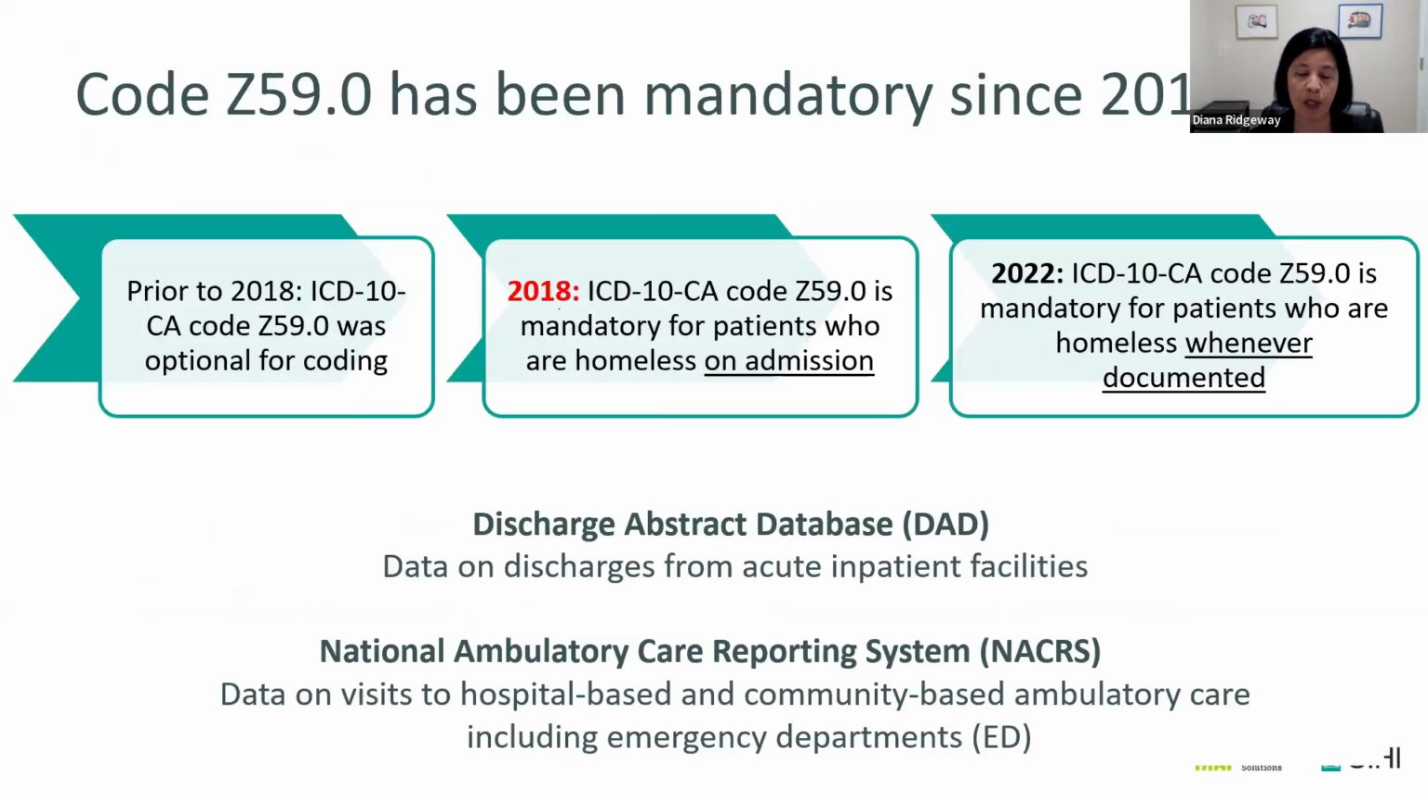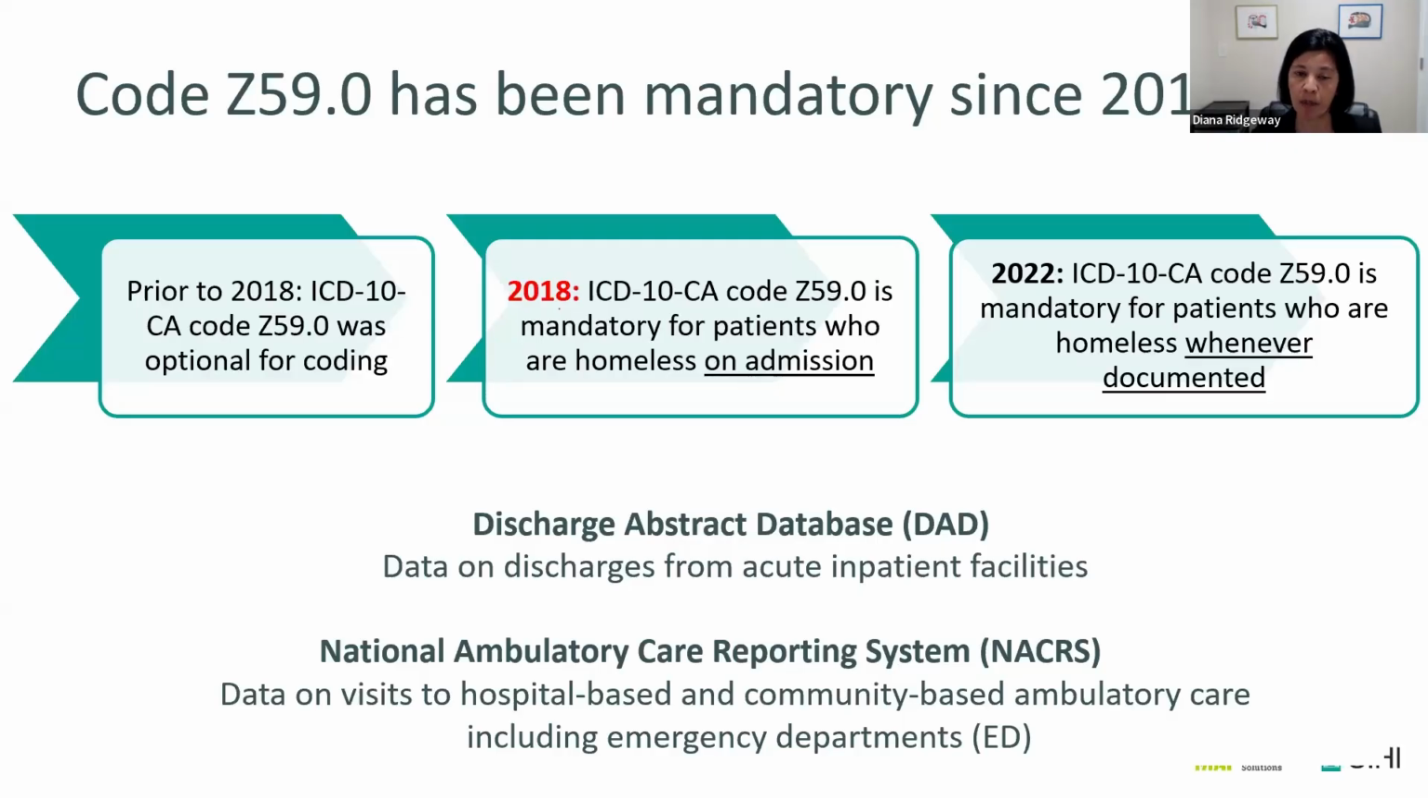There have been some changes over time in the status of this ICD-10-CA code Z59.0. Prior to 2019, it was optional for coding, and we saw relatively little use of it in the data that we manage in CIHI. With consultation from members of government in provinces and territories, we heard that there was an agreement that it was important to have more comprehensive information about patients experiencing homelessness. And with this feedback, Code Z59.0 has become mandatory to record. And what this means is, in the second step that I mentioned in the earlier slide, hospital coders are required to add this code to the data if they find in the hospital record evidence that the patient is experiencing homelessness.